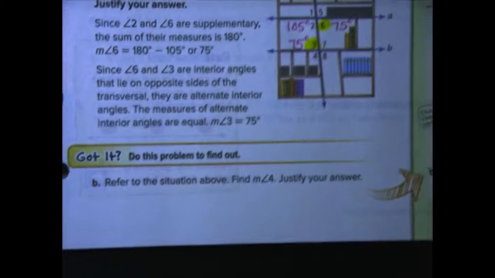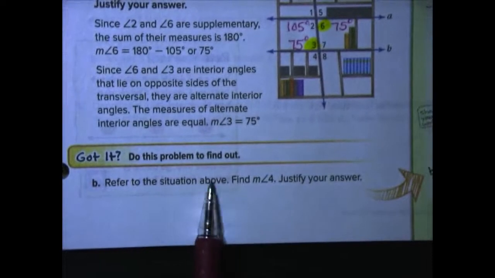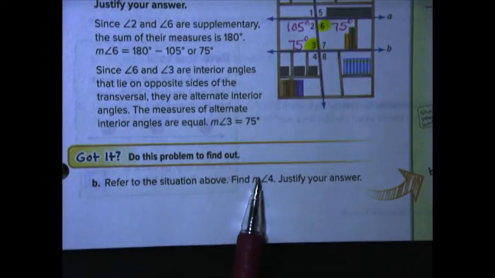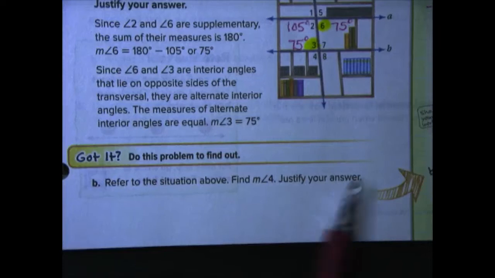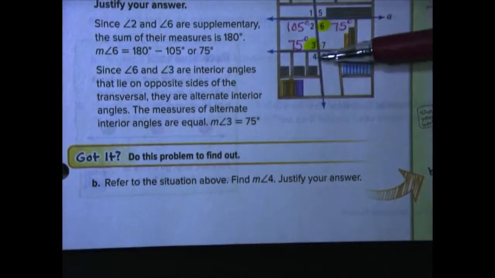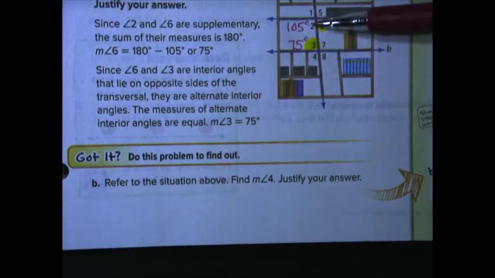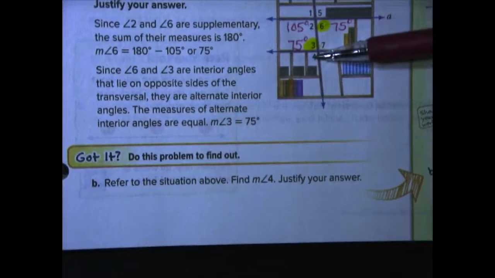Let's look down at example B. It says refer to the situation above, find the measure of angle 4, and justify your answer. Well, there are several different ways that we could do that. We know that angle 2 and angle 4 are corresponding, right? Because they sit both beneath the lines on the same side of the transversal.